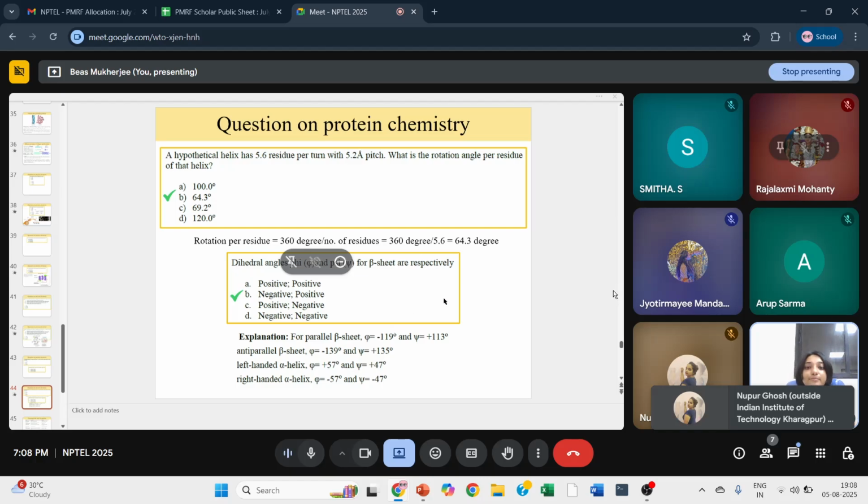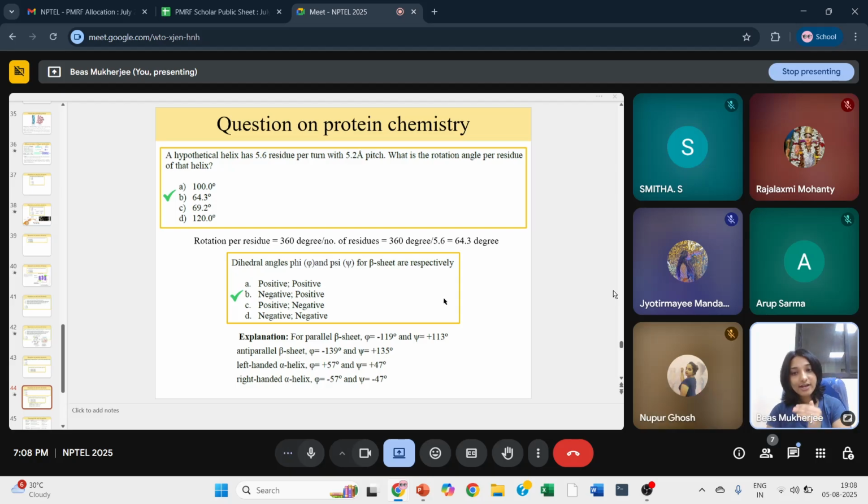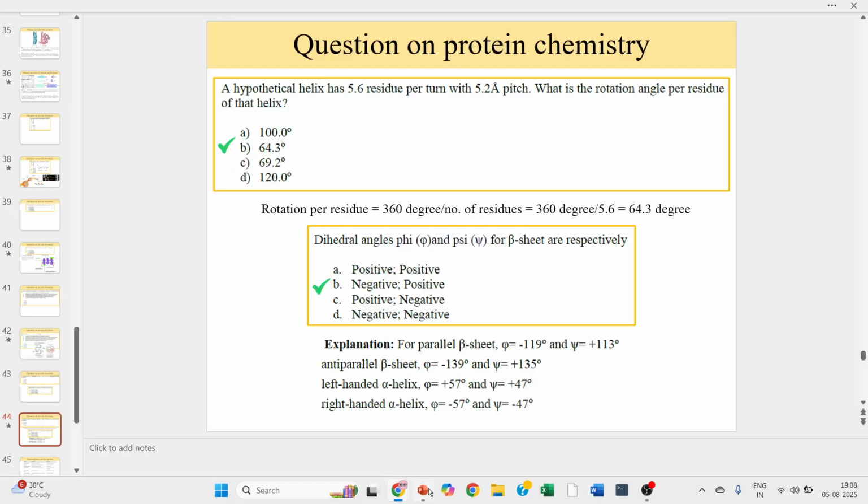Okay, so for parallel beta sheet, see, these are the different values: antiparallel, left-handed, right-handed. You have to remember this. This is the bad news. I'm sorry to give you this bad news, but yeah, you have to remember this if possible. If not the exact value, at least whether it's positive or negative, that you have to remember, because these come as questions. In every exam, you can expect at least one question from Ramachandran plot. Okay, this is one of examiner's favorite topics, so you can't miss it.